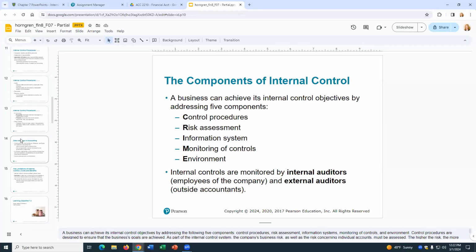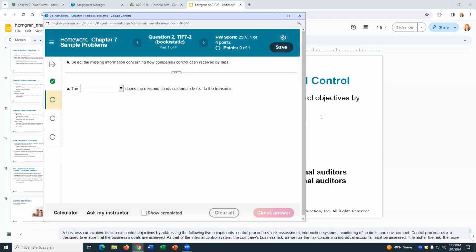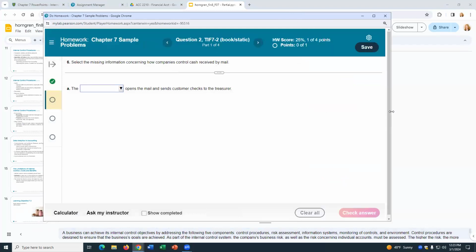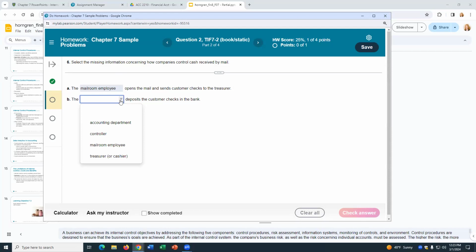Okay. So let's talk about problem number two in the in-class exercises. This just talks about some general information about cash received by mail. So who opens the mail and sends the checks to the treasurer? Yeah, our mailroom employee. All right. Okay, and then who deposits the customer checks in the bank? Treasurer. Yeah, treasurer or cashier. So the mailroom employee opens it, hands stuff off to the cashier.